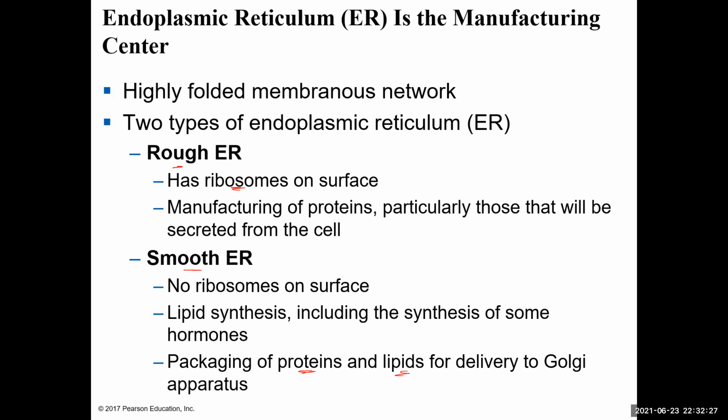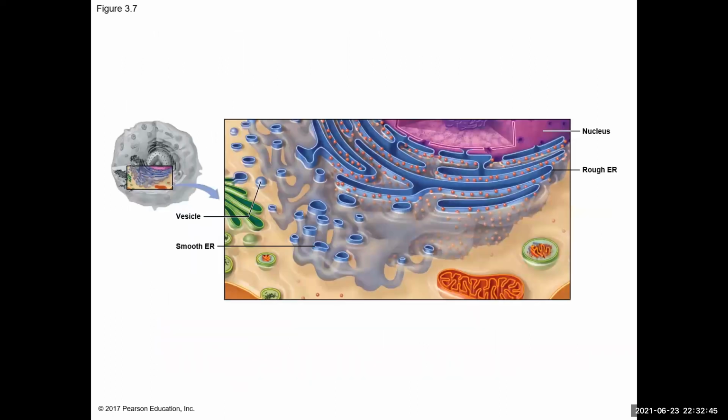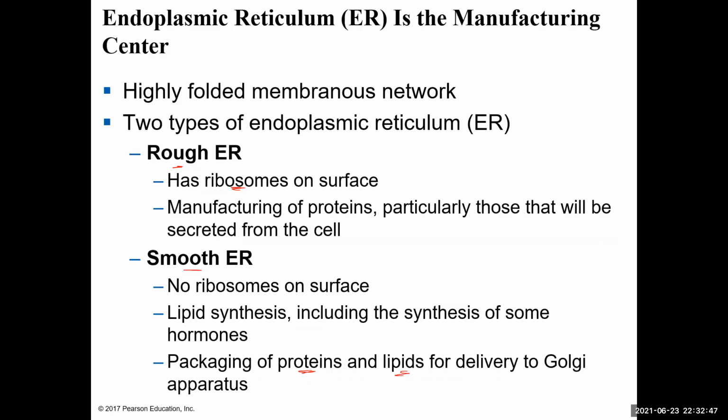So you can think of the ER as kind of the manufacturing plant within the city. And then once they make their products, they then move those products to the shipping plant, which could be our mail carriers or Amazon, right? Where those products will be shipped to wherever they need to go. And the place that ships those products is the Golgi apparatus.